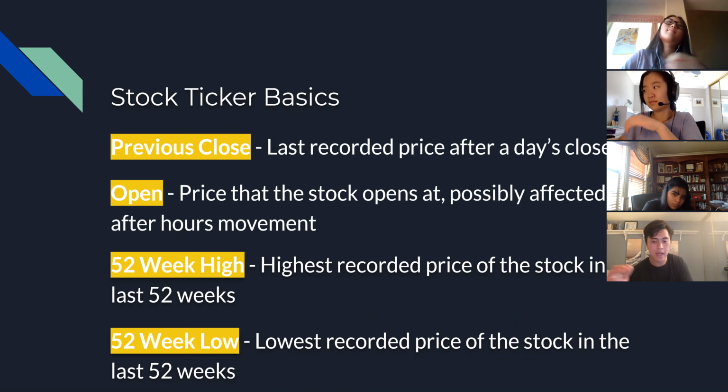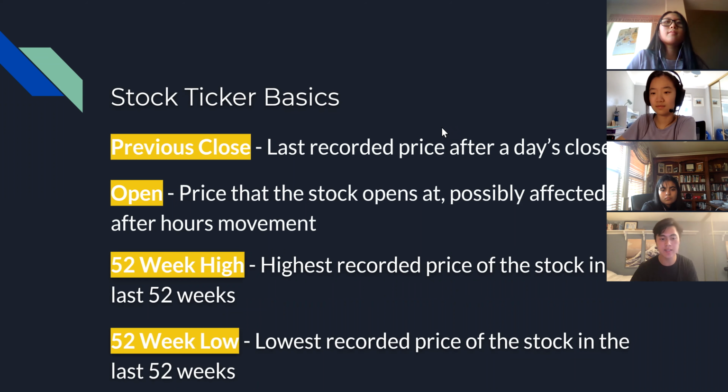So when we get into the virtual stock market game, 9:30 a.m. to 4 p.m. Eastern time is the only time you can trade. And the 52-week high and low is pretty self-explanatory, which means it's the highest and lowest reported price of the stock in the last year.